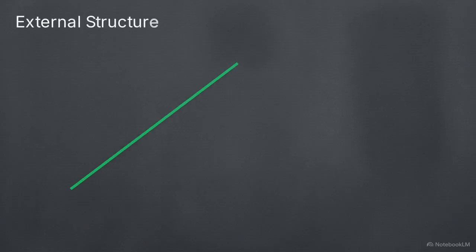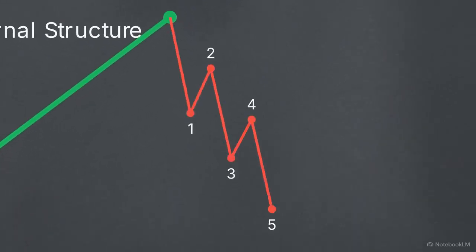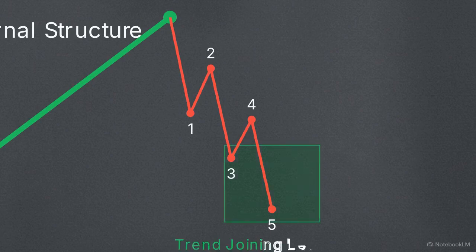External structure is the overarching macro trend established by the two-candle rule on higher timeframes. Internal structure describes the smaller five-wave sequences that operate inside a temporary pullback within the macro trend. These pullbacks identify trend-joining levels, or TJLs, which serve as strategic entry points. A TJL marks the specific execution node where the internal pullback exhausts and realigns with the dominant external trend.